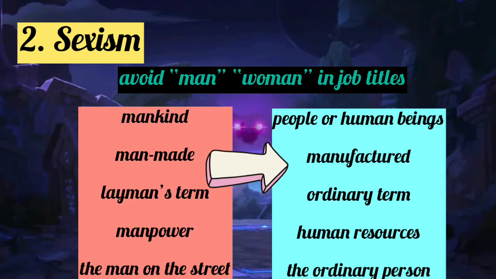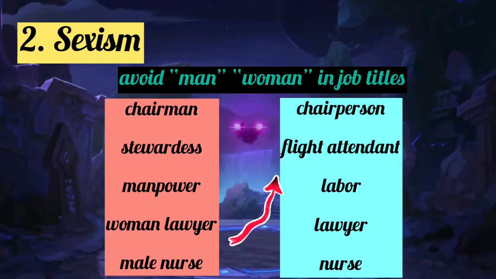Next, instead of saying layman's term, you may want to change it into ordinary term. Again, instead of using the word manpower, why not change it into human resources? And instead of using the man on the street, you may want to change it into an ordinary person. Next, also, instead of saying the word chairman, you may change it into chairperson.